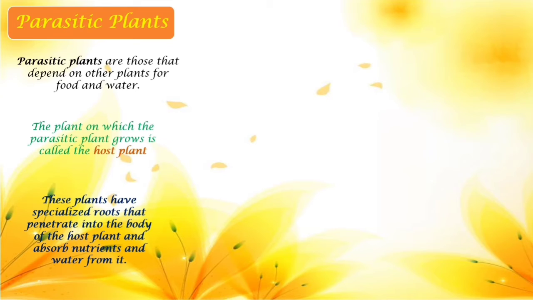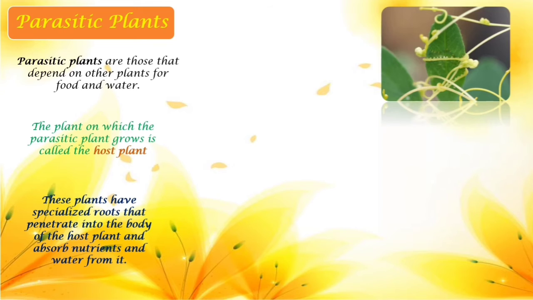nutrients from that particular plant or tree. They cannot prepare food anyway, so they get the foodstuff from the host plant. That is how they also receive the water. They cannot even absorb anything themselves because they are entirely present on the other plant for their survival. All right, so here some examples are given for parasitic plants.